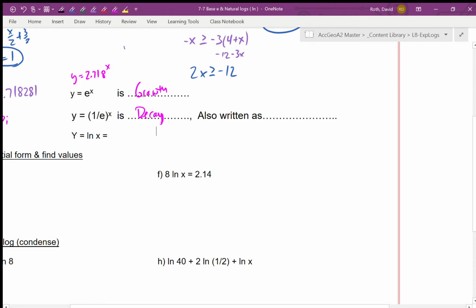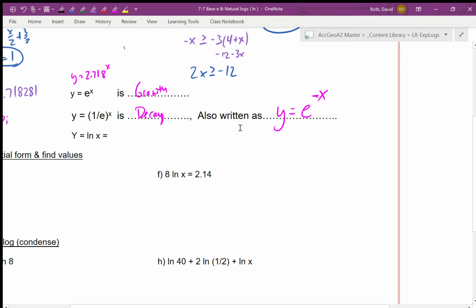And this could also be written as y equals e to the negative x. See this, 1 over e to the x power? Do you understand why that would be e to the negative x? We'll be doing that as we get into word problems especially. There are definitely decay functions that happen like this, and a negative power will make it into a decay.